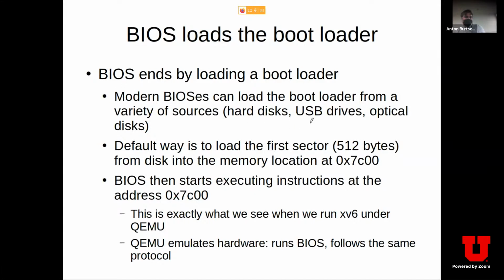You can load it from anywhere, but the default way is to load the first sector of a hard drive, right? It will only load 512 bytes. So if you have a disk, let's say disk number 1, and it has a block of 512 bytes, block number 0, this is what the BIOS will load by default. So this is where the bootloader, or essentially the very first part of it, will sit.